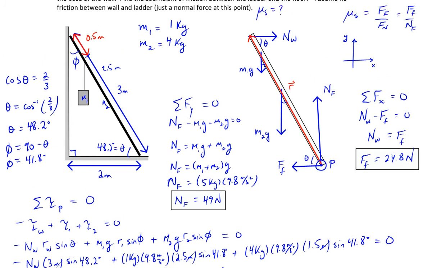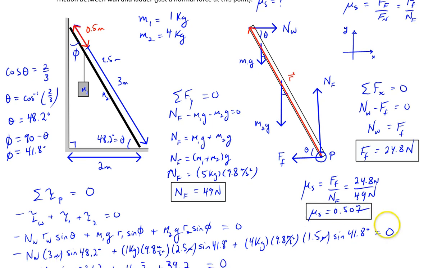So to find the coefficient of static friction, we just take the ratio of the force of friction divided by the normal force from the floor. So the force of friction is 24.8, and the normal force from the floor is 49. These are both in newtons. And this will give you a coefficient of static friction of 0.507. And there's your answer.